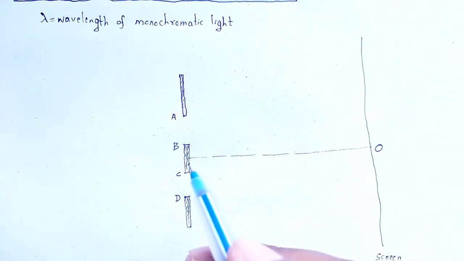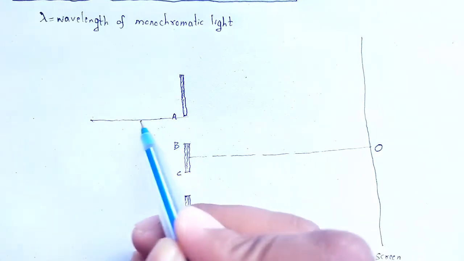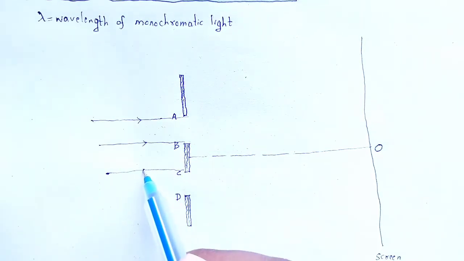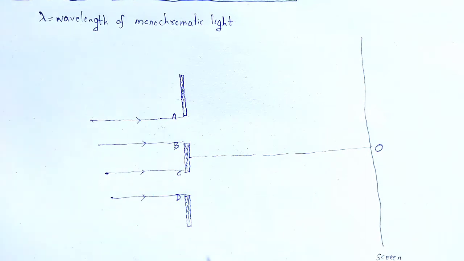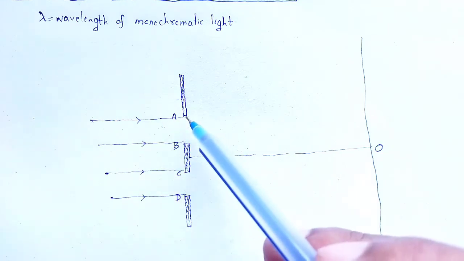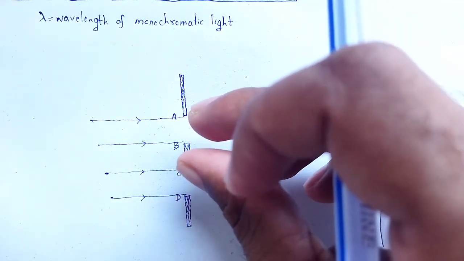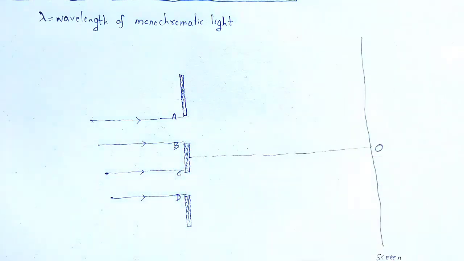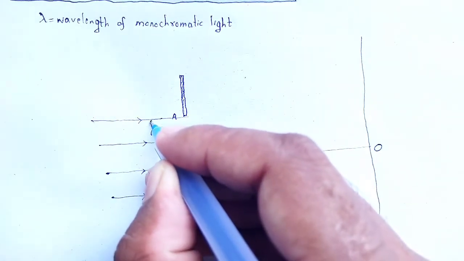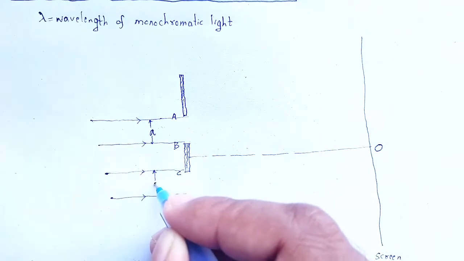The parallel beam of light having wavelength lambda is incident normally on the rectangular slits A, B, C, D. These are placed very close and parallel to each other. Let the width of each slit be a, here also a.